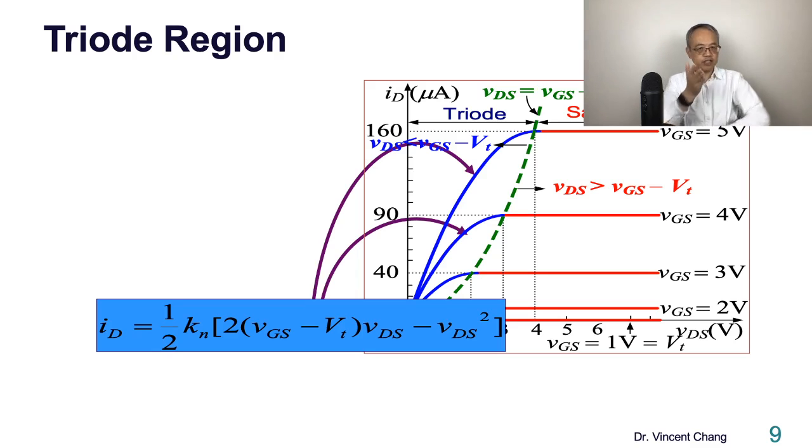This equation describes the relationship between ID, VDS, and VGS. It describes the family of curves between ID and VDS with respect to different VGS.